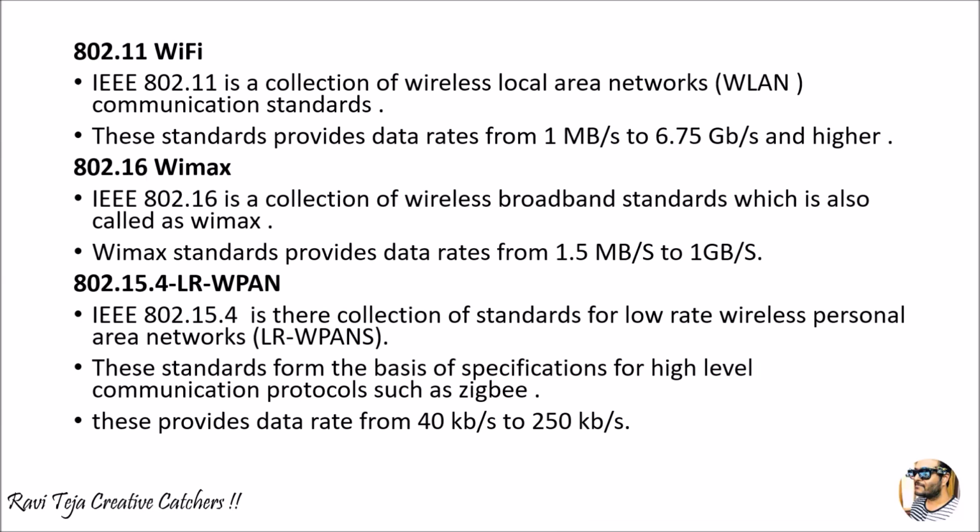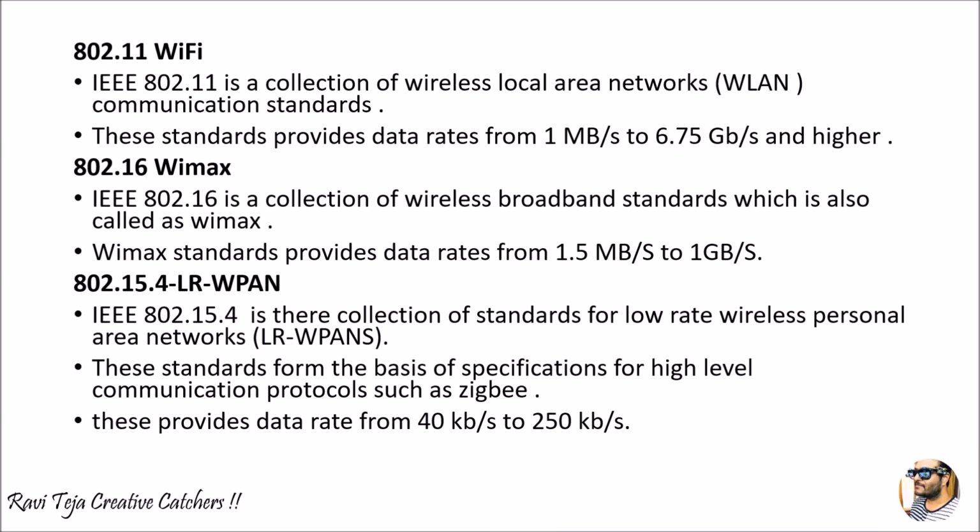Coming to the 802.16 WiMAX protocol standard, it's a collection of wireless broadband standards, also called WiMAX. Whenever several wireless broadbands are brought together and connected to perform a particular application, such as IoT applications, we need to follow the protocol called 802.16 WiMAX. WiMAX standards provide data rates from 1.5 MB per second to 1 GB per second.